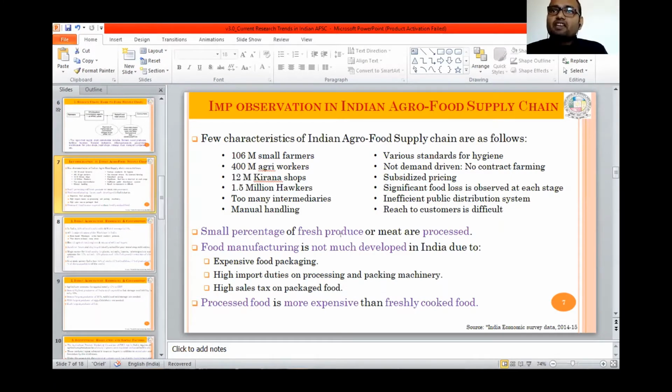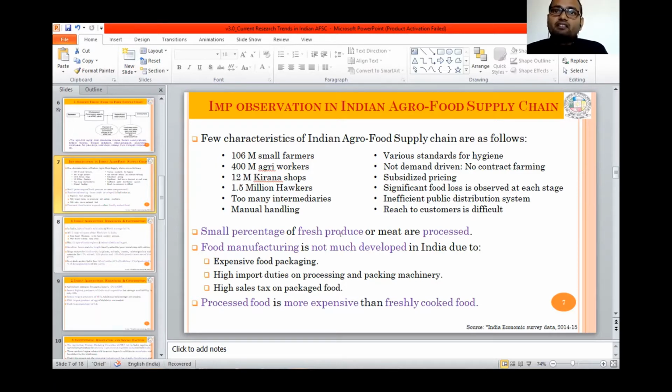As we know, India and China are very populous countries. 58% of the Indian people are engaged in agriculture. So we have a large number of farmers and agriculture workers, and in between this supply chain we have too many intermediaries, and most of the things are manually carried out. We have various standards for hygiene, and the government also provides subsidy to a few things. Since the things are being done manually, there are lots of food losses. So this is one of the significant challenges which the Indian agro-food supply chain faces.